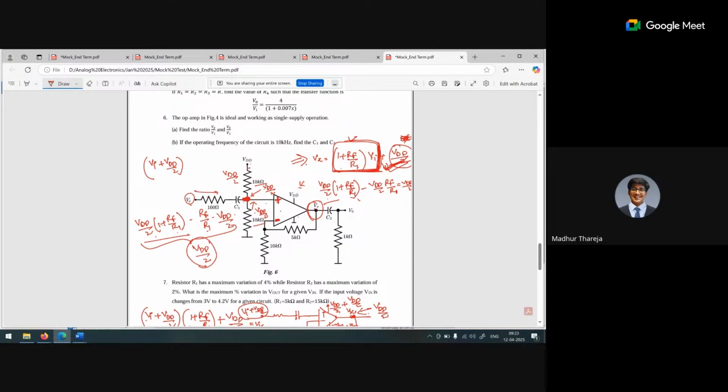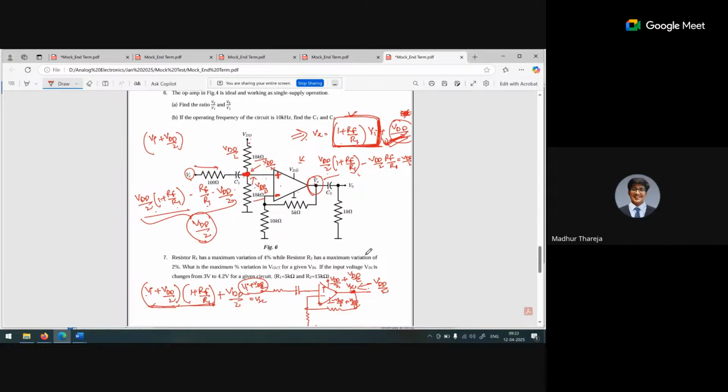Sir, but since it's not a dual supply, it's just a single supply operation, where it's VDD and the other terminal is grounded. So we won't be needing analog ground in the first place, right? Where we require the ground. Sir, we add the analog ground VDD by 2 to the negative terminal whenever it's a dual supply operation in order to convert it to a single supply operation. But here it's already a single supply operation. So why do we need the extra VDD by 2?